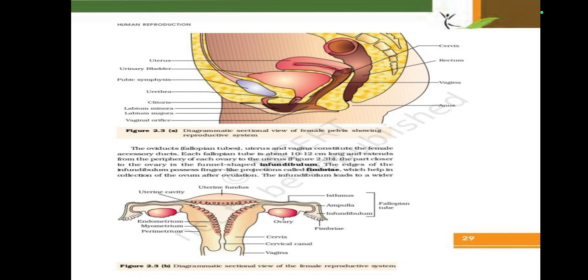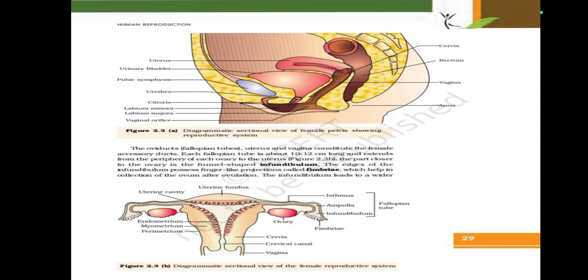The oviducts, fallopian tubes, uterus, and vagina constitute the female accessory ducts. Each fallopian tube is about 10 to 12 centimeter long and extends from the periphery of each ovary to the uterus, figure 2.3b. The part closer to the ovary is the funnel-shaped infundibulum. The edges of the infundibulum possess finger-like projections called the fimbriae, which help in collection of the ovum after ovulation.